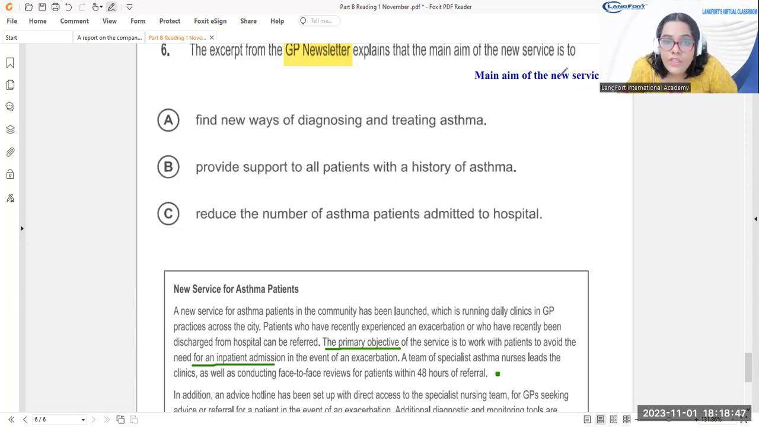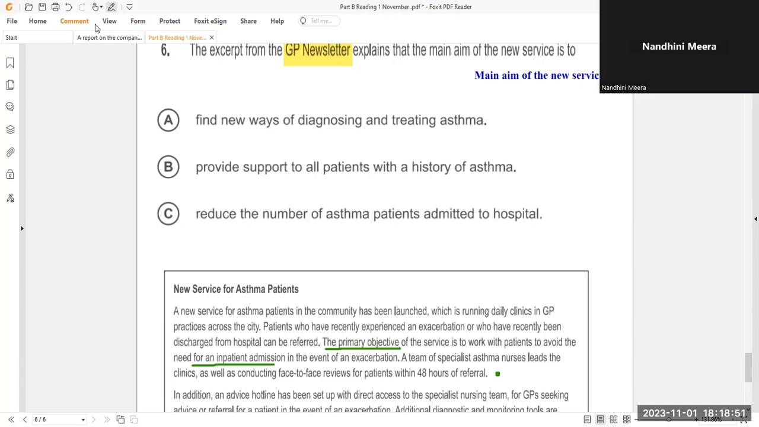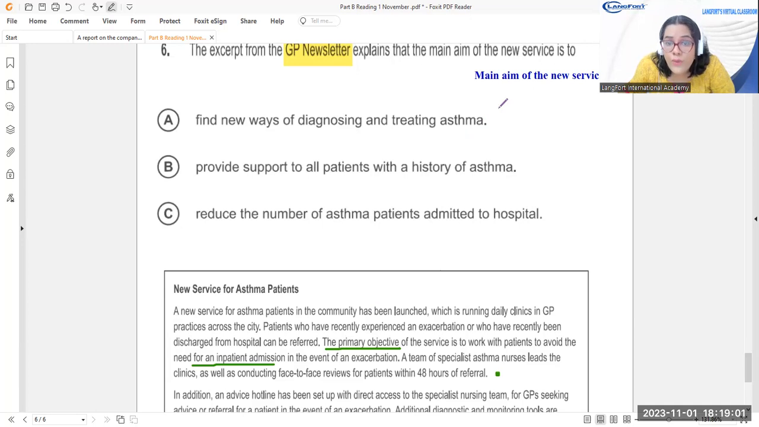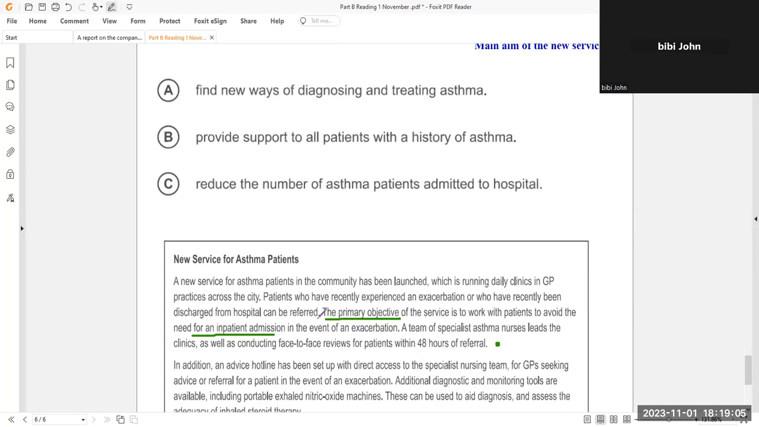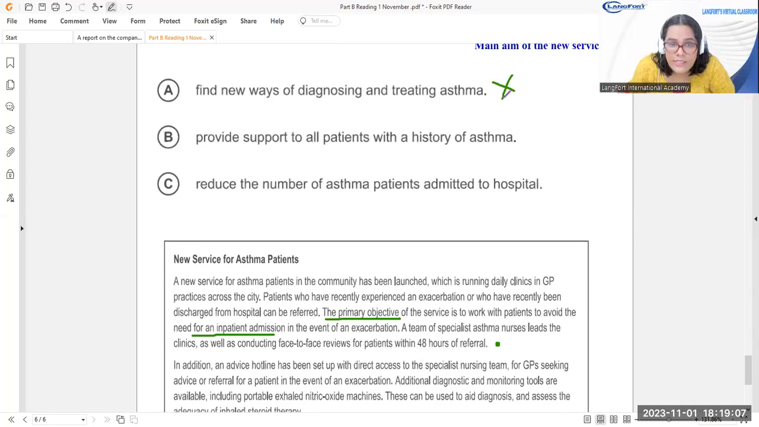So now let's identify the option that matches with this line. Okay, can you read each option with the question for me, please? Yes, ma'am. The excerpt from the GP newsletter explained that the main aim of the new service is to find new ways of diagnosing and treating asthma. Is that the main aim? They want to find new ways to diagnose and treat asthma. No, ma'am, the primary objective is not that. So that's not the one. Next one.